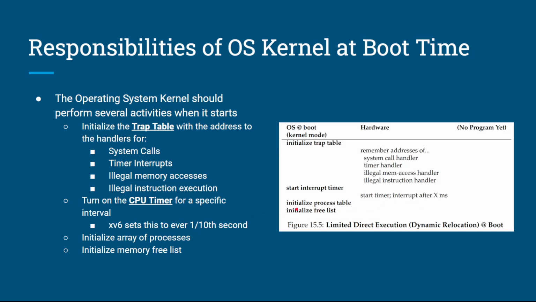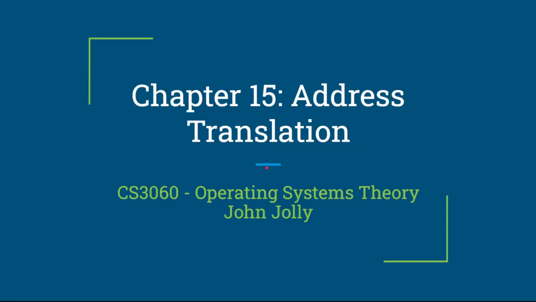Finally, once the timer is set, it initializes the process table, basically, like in XV6, writing all the empty information and the unused flags in the state for all the processes. And then it initializes the free memory list. All of this happens before one process is run. Before any user process runs, this is what the operating system needs to do. This brings us to the end of Chapter 15, where we talk about address translation.